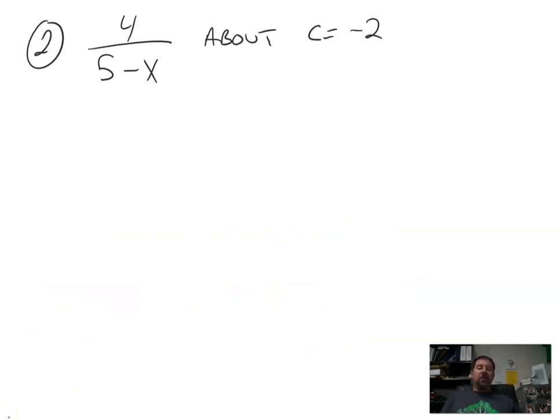We want to write the power series for 4 over 5 minus x about c equals negative 2. In this case, again, I think this looks a lot like our 1 over 1 minus x. So let's use that same power series to write our new power series. The first thing we're going to have to deal with, if you notice on this one, is that we have shifted our center. Our center's gone from 0 to negative 2. So the first thing you're going to want to do is shift the center in your new function so that it's at the right spot. So we are going to use x plus 2 to shift that center left 2.